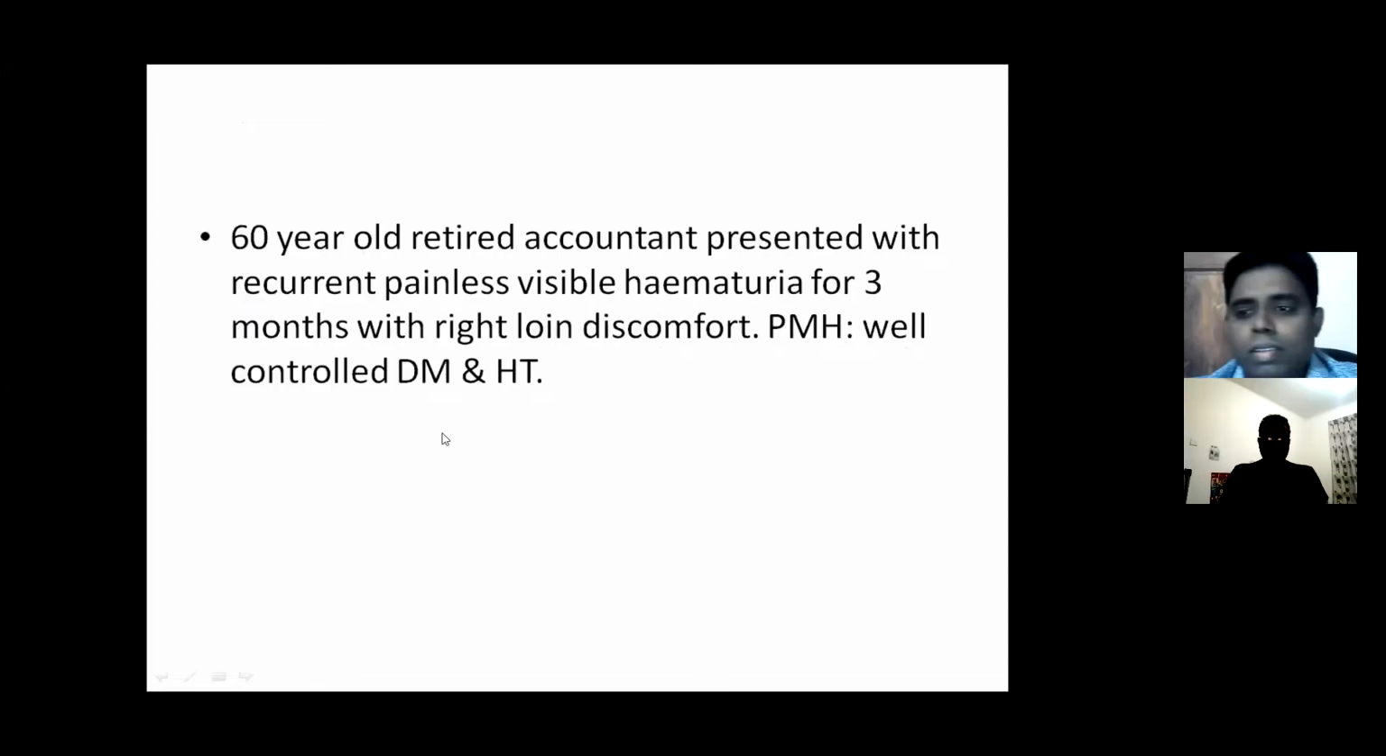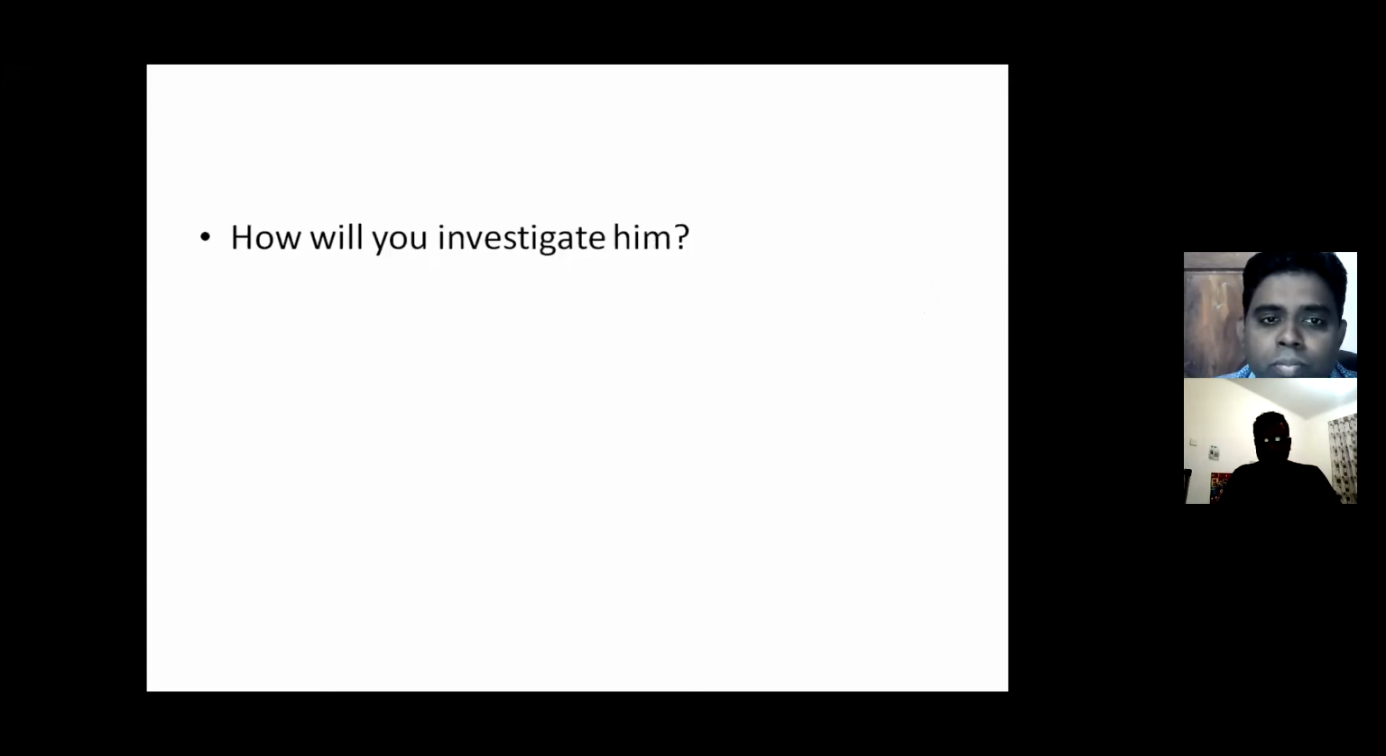So Taha, this patient, a 60-year-old retired accountant, presented with repeated episodes of painless visible hematuria for 3 months' duration, and he was also complaining of a dull aching pain in the right loin. He's ASA 2 with well-controlled diabetes and hypertension. How are you going to investigate this patient?